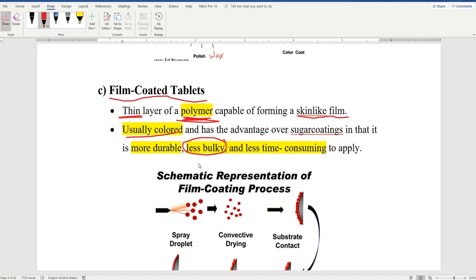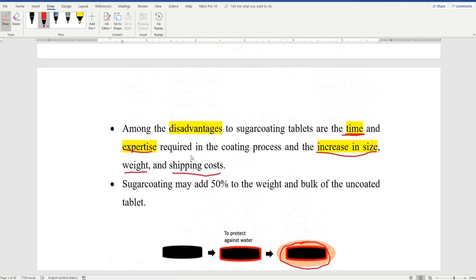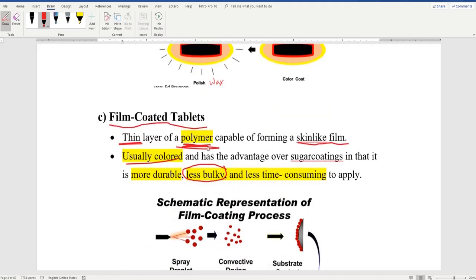Not only that, but unlike the sugar coating, one of whose disadvantages is that it's not stable and can have cracks, the film coating is usually more durable in the sense that the film itself holds the tablet tight. It's like protective, like our skin. It holds the tablet and it's flexible. Therefore any shock to the tablet will not cause the tablet to break easily.